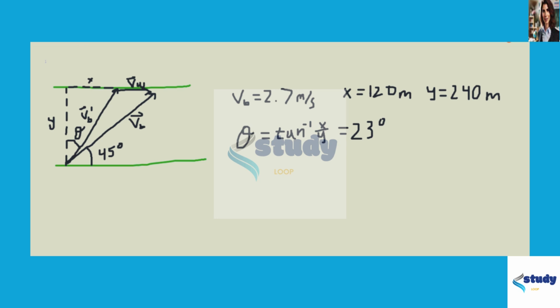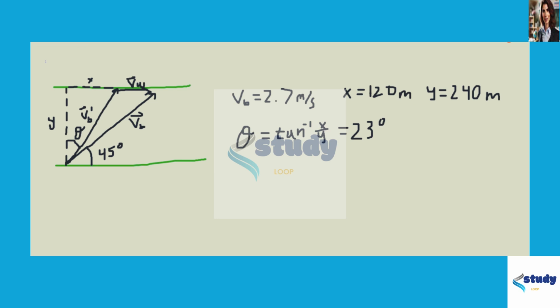Okay. And then the velocity of the boat, which I write as v sub b, is 2.7 meters per second. Okay, or I'm sorry, that's the speed of the boat, regardless of the water. And then I also write out here v of b prime, which is the velocity of the boat relative to the shore, and v of w is the velocity of the water relative to the shore, which is what we're trying to find.